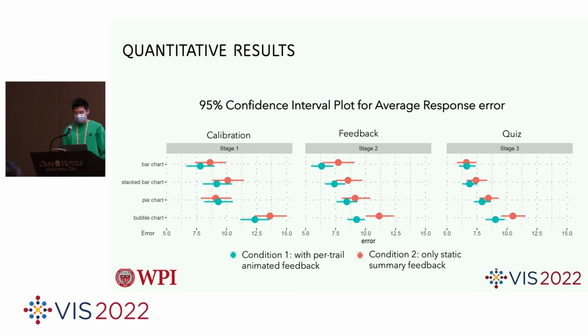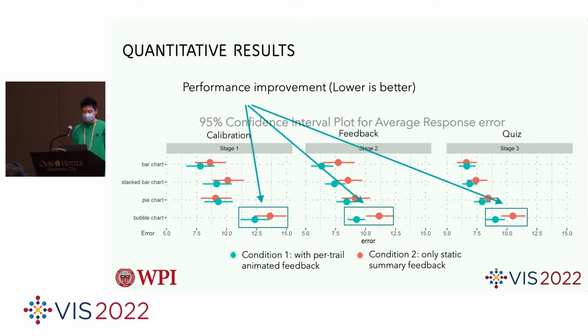Here is the result. This is a confidence interval plot for average response error. As you can see, after participants take our viz quiz, their performance improved. And if we take a closer look, for example, the bar chart, the performance improved even more in our condition one, which is with per trial animation feedback.